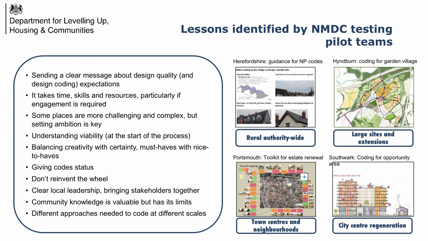What was really critical is allowing enough time, having the right skills and funding in place to prepare design codes. Setting ambitions is vital, being clear about what you want early on in the process, even in challenging areas. Giving code status is important, giving them teeth, giving it weight in the planning system. And lastly, just to highlight also the importance of the role of local leadership, key to influencing, bringing stakeholders together with a common purpose.